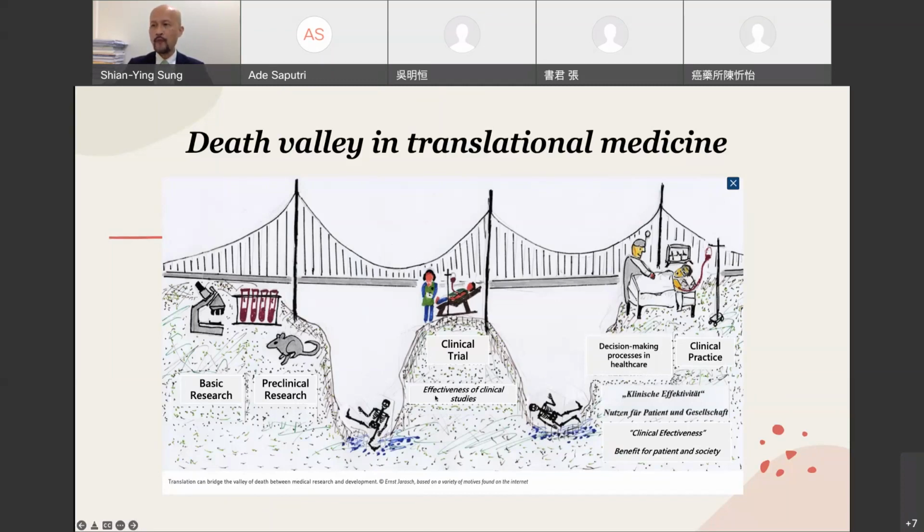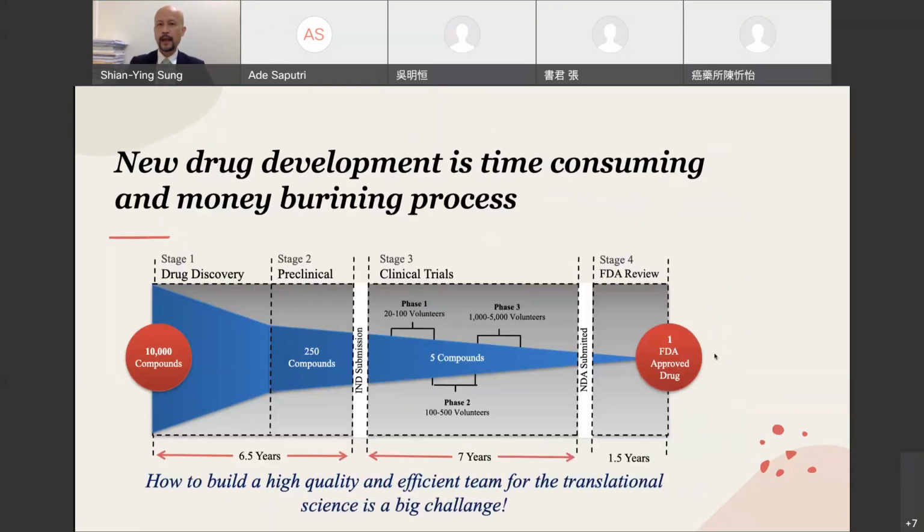So we need to overcome this and build a superhighway from our basic research all the way to clinical practice. As everyone knows, it takes a very, very long time for a new drug to be developed from the very beginning of drug discovery. You may have 10,000 compounds going to preclinical animal models. At that time you may be able to narrow down to 250 compounds. Then you can submit the IND.